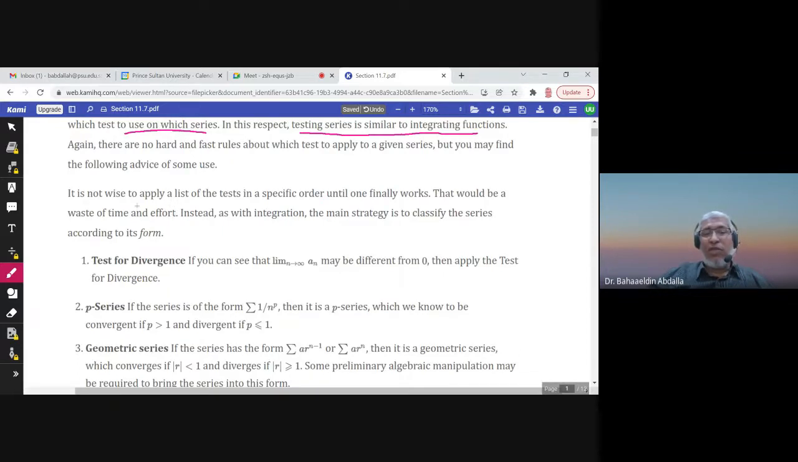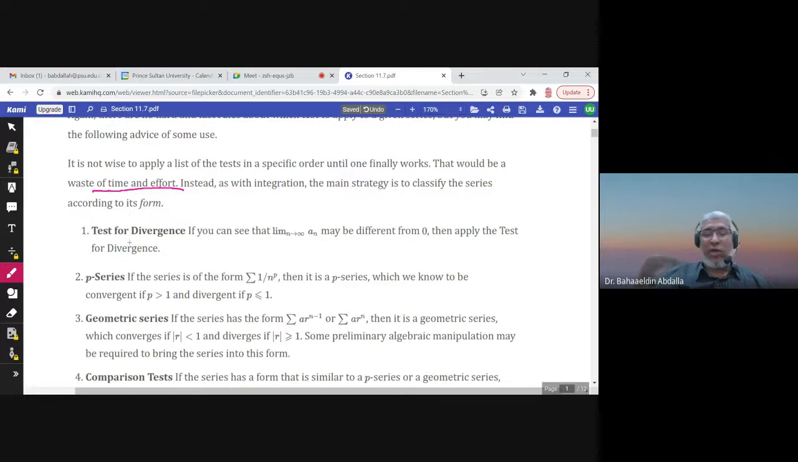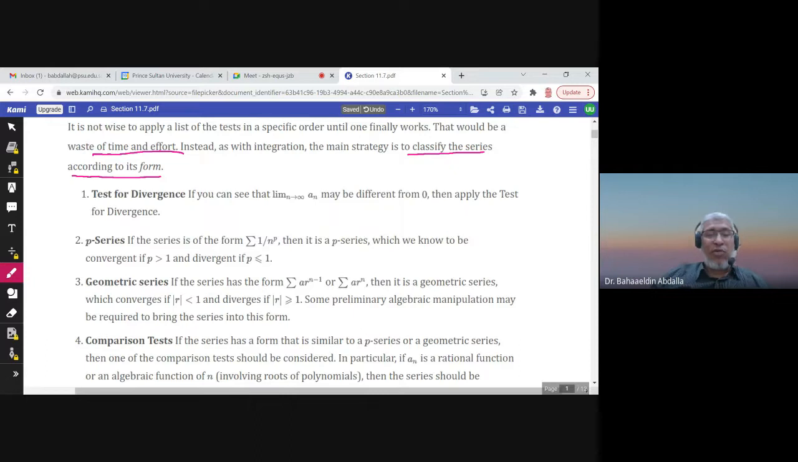It is not wise to apply a list of the tests in a specific order until one finally works. Of course, this is a waste of time and effort. So you don't take each series and start doing one, two, three, the tests one by one. No. The best way is to classify the series according to the form of the series. So try to follow these steps.